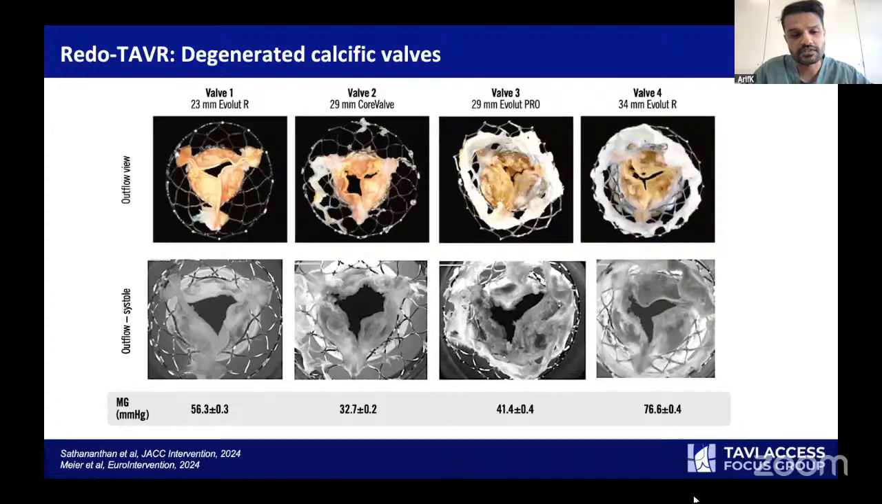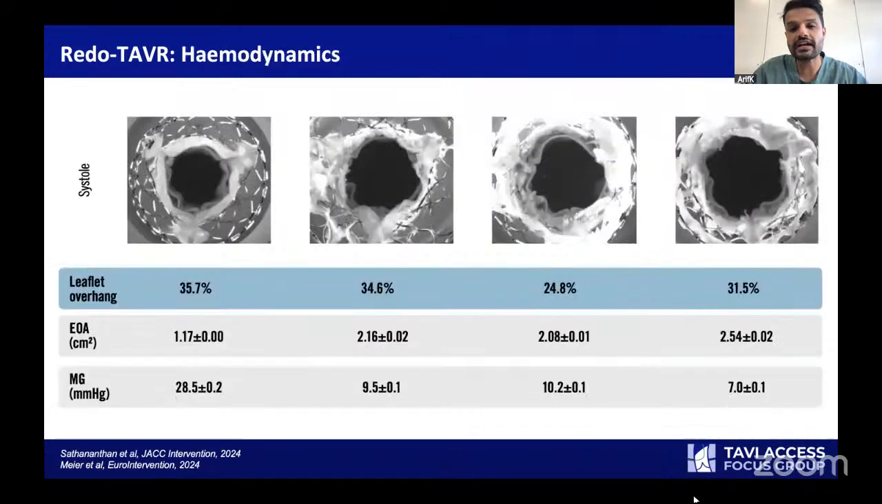And that's why I think this was a really interesting study which they performed. Stephanie Seller's group took these explanted, calcific, degenerated Evolute valves, and you can see here really high mean gradients, 50s to 70s, so really, really calcific stenotic valves. Then they did redo-TAVR inside of these valves and did all those assessments. You can see that they're basically increasing in size: 23, 26, 29 to 34.